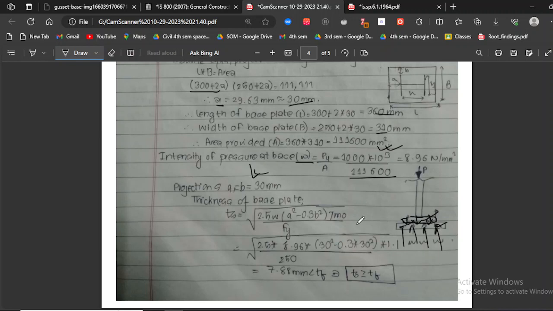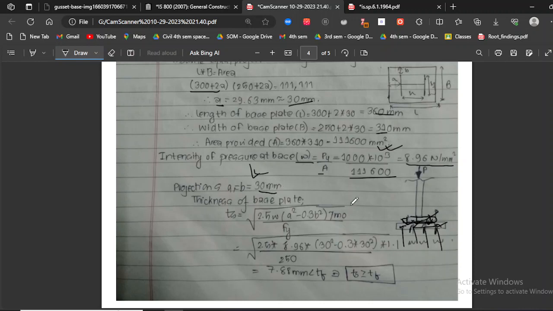So let's say the reaction pressure is acting at the base plate, so we need to divide Pu by the area of our base plate, which is A, which is going to be equal to 111600. So our intensity of pressure at the base W equals 8.96 Newton per mm square. So we have our projection value A equals B equals 10 mm.